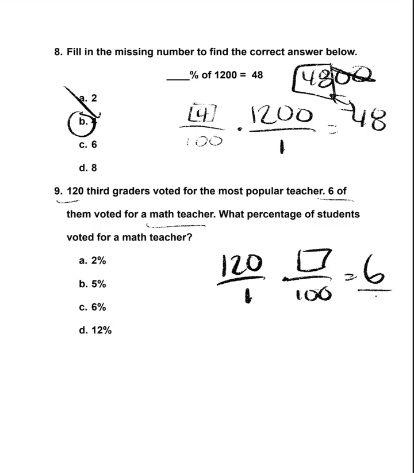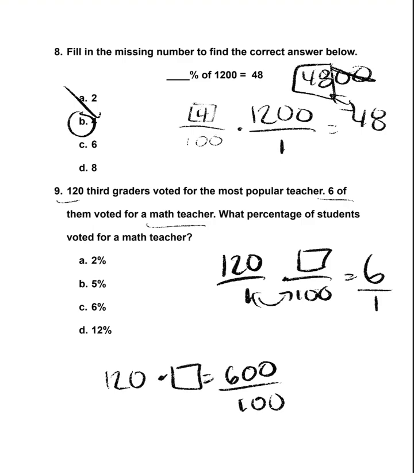So 6 over 1 is basically 6 over 100, because 1 times 100 is equal to that. So 120 times blank is equal to 600. So that would be 5, because 600 divided by 5 is 120, and then 600 divided by 120 is equal to 5.